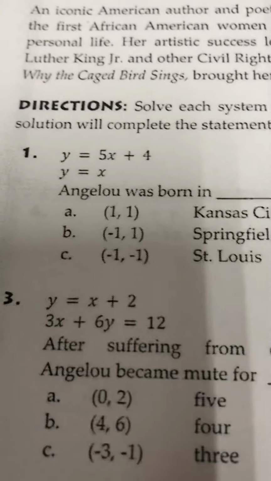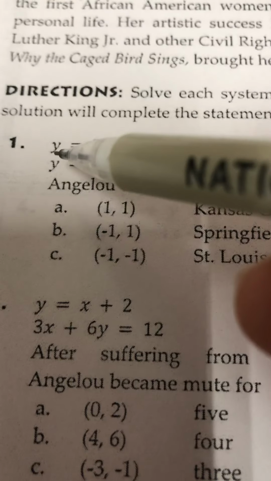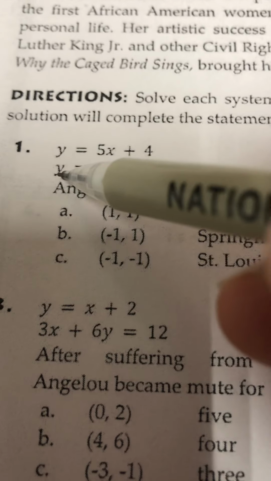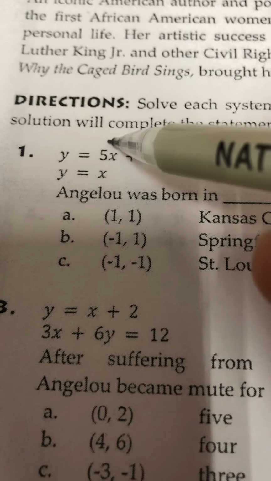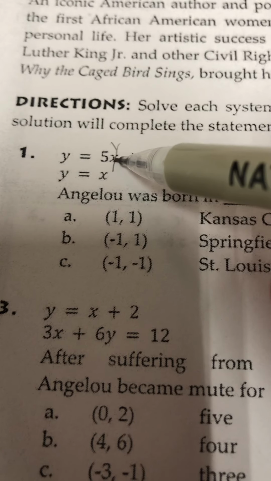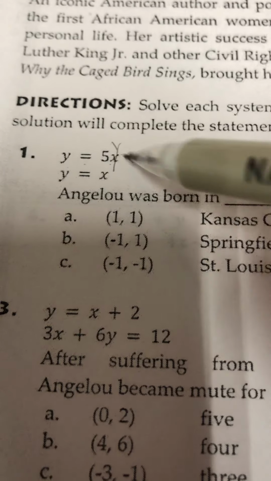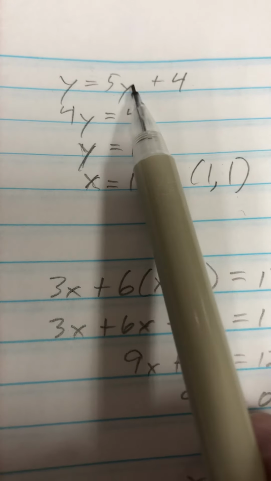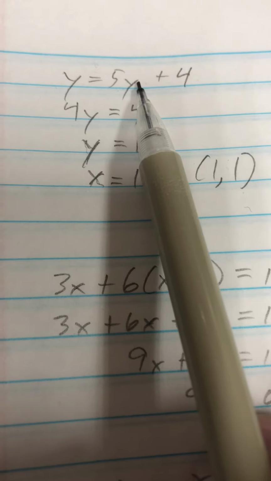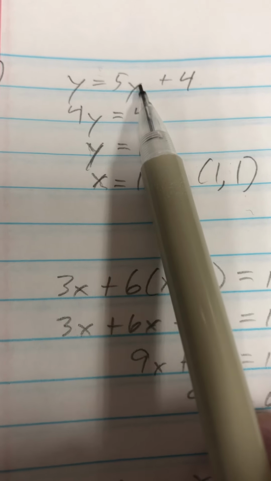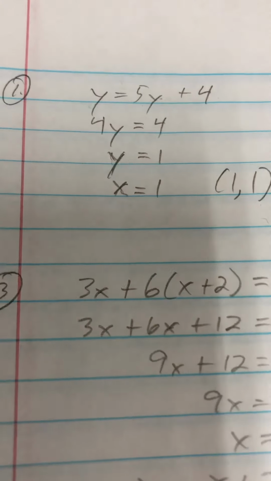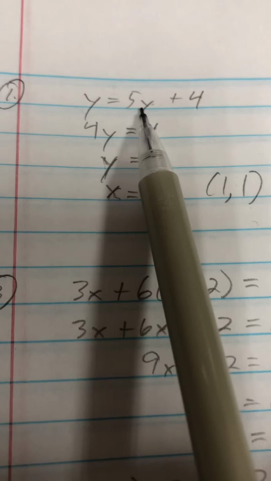Number one, what we're going to look at here is this is telling me y equals x. So if y equals x, I could put in a y here for this x. So I'll have y equals 5y plus 4, okay? Because y equals x, I just substituted in y for x. So now I'm dealing with one variable, and I can only deal with one variable at a time anyway. So here we go.